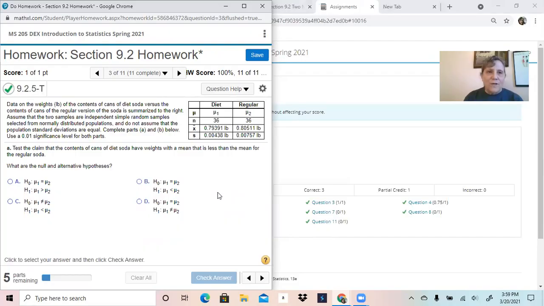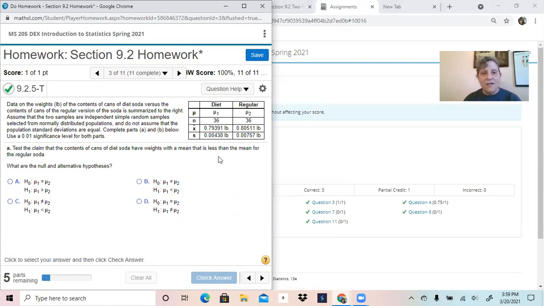Let's see how we go about testing for the means with two samples using StatCrunch. When we look at comparing the sample means from two different samples, if they are simple random samples from normally distributed populations, we do not know standard deviations for the populations, and we do not assume that they are the same, then we'll use a t-test.